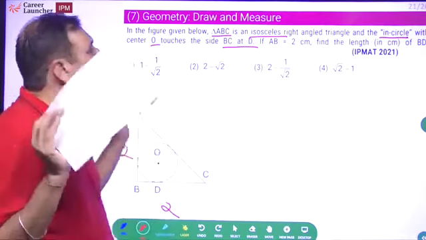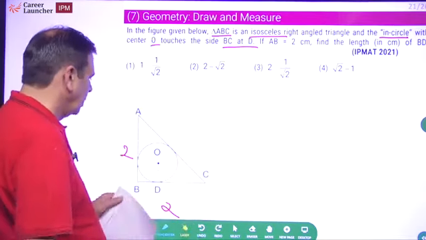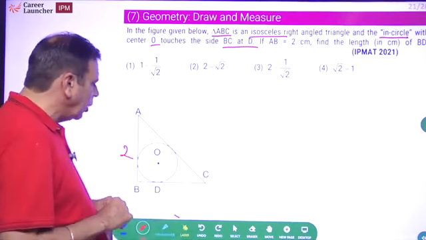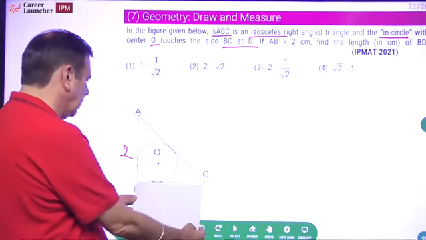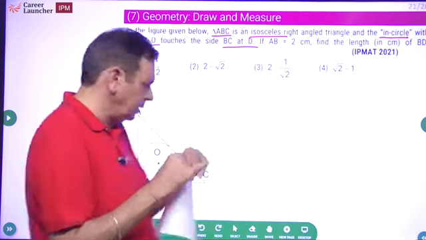So what does it mean? Figure is to scale. What do I need to find? I need to find BD. Okay. Now, please look at this figure. We have already calculated 2 centimeters. This is 2 centimeters, right? This is 2 centimeters. So, on the rough sheet, halve it, 1 centimeter has come.